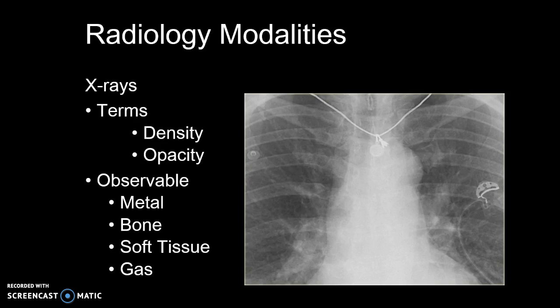Conventional radiology, often referred to as x-rays, is very helpful for a quick look at the patient. Density is a measurement of the degree of darkening. Technically, it is called transmitted density since it is a measure of light transmitted through the film. Opacity refers to the transparency of the image. X-rays are great at looking at metal, bone, soft tissue, and even gas.